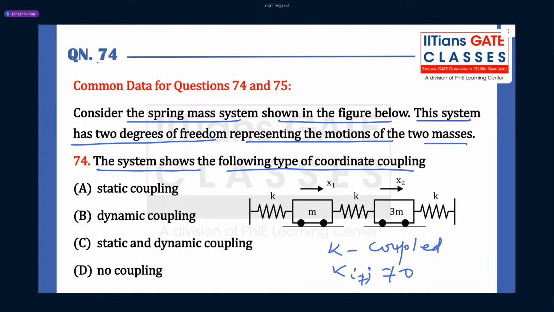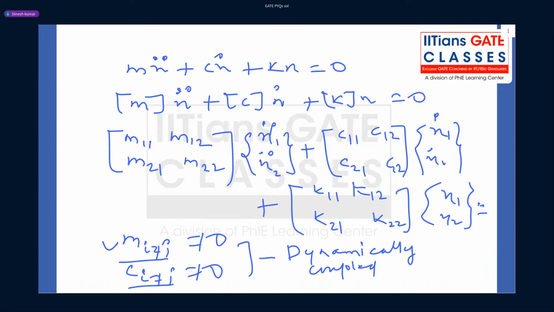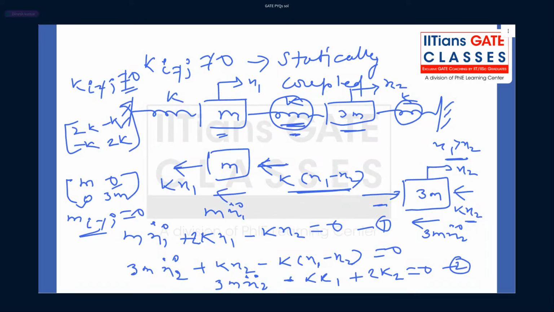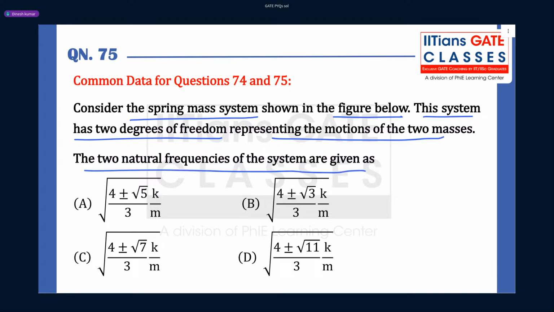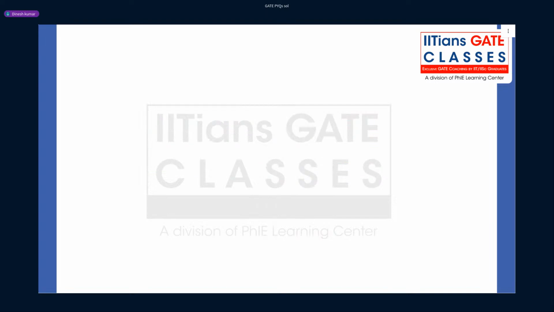Okay, so the answer is A, the system is statically coupled. Now, the second part of this question, if you see what they asked, is the natural frequency. Consider the spring mass system shown in the figure. Already, this system has 2 degrees of freedom representing the motion of two masses. They asked for the two natural frequencies of the system. So for a 2 degree of freedom system, what is the equation of frequency?